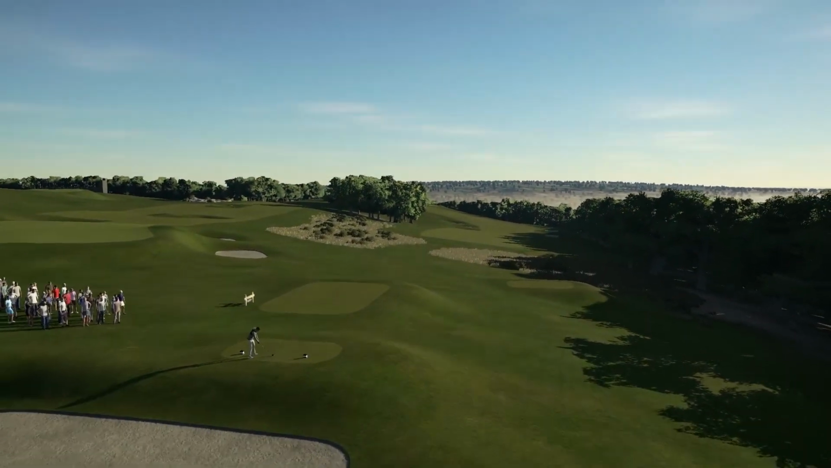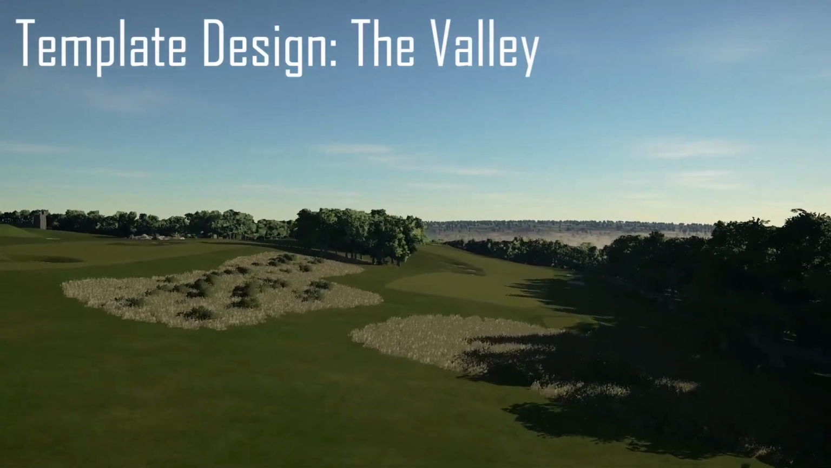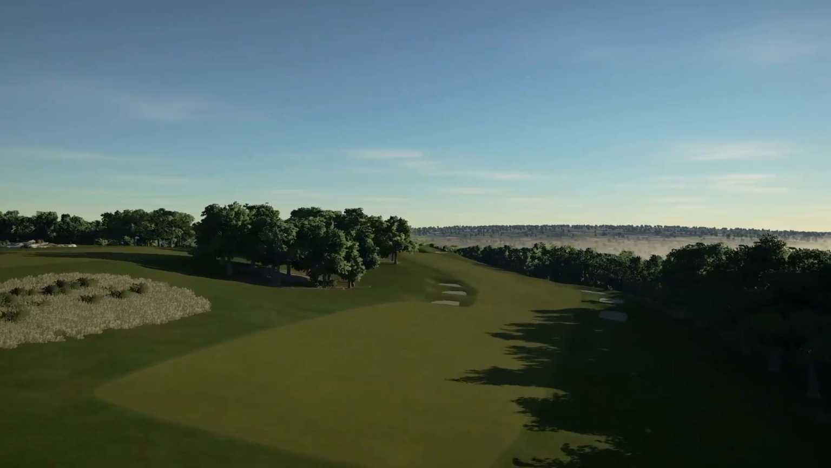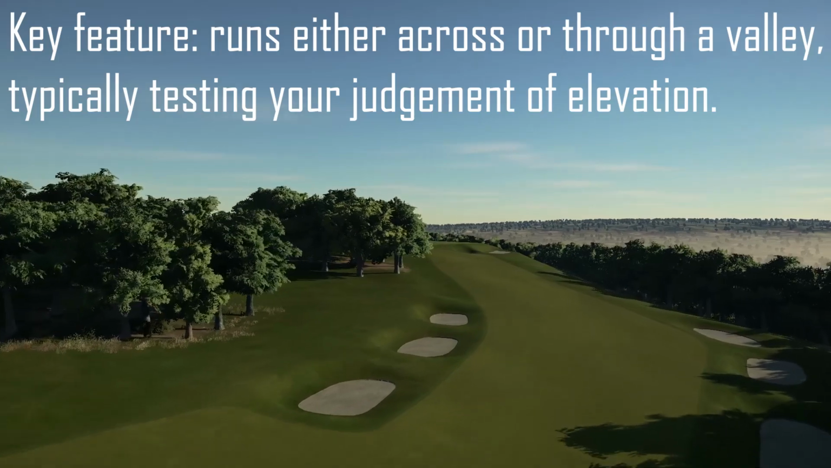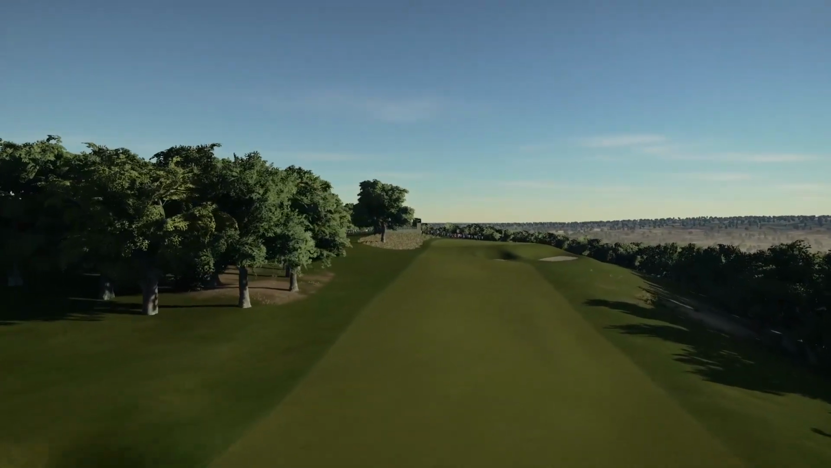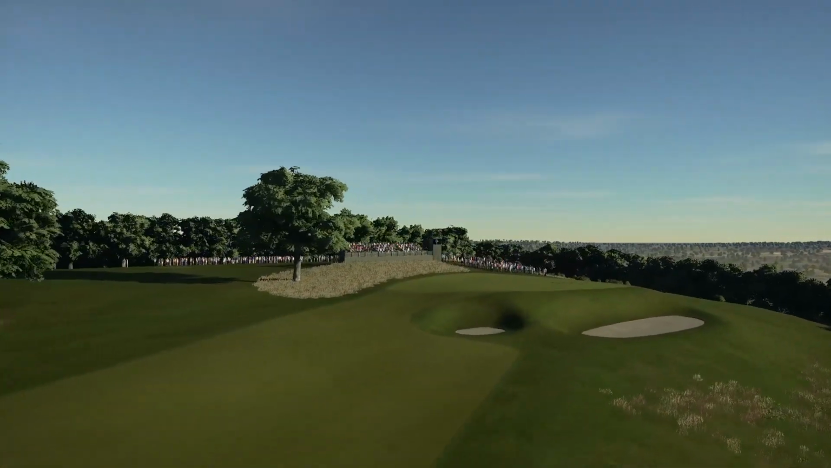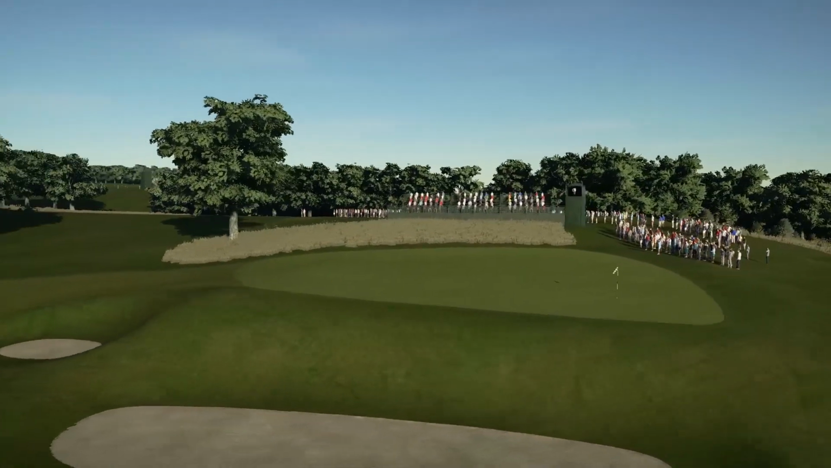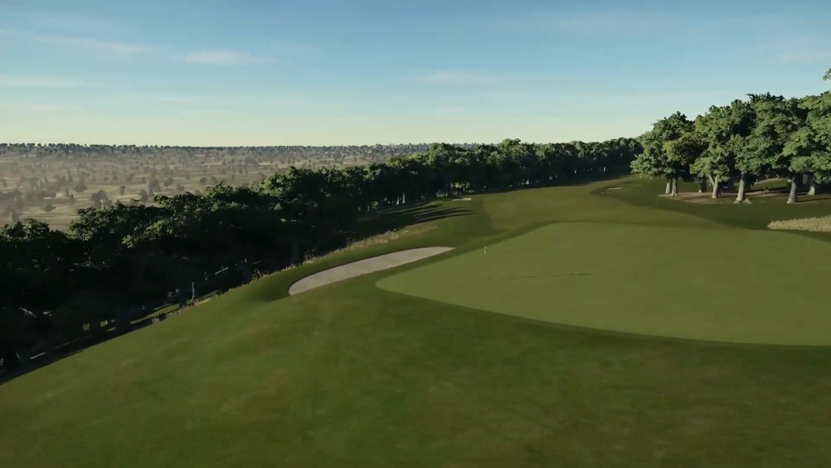Welcome back to another template design video, and in this one we're going to look at the valley hole, which is a nice and straightforward concept that's really flexible. Essentially all a valley hole really is, is a hole with elevation, where typically you're traversing a valley, either going down and then back up or playing across it. The only shot value is, can you manage elevation change, and as such there's a ton of interesting ways in which to do it. So we're going to analyse this a little bit, looking at some different examples as to how you might add a bit of variety by using elevation change.